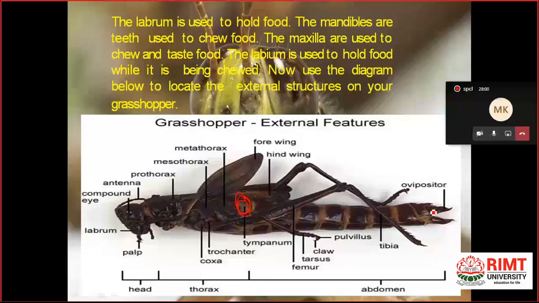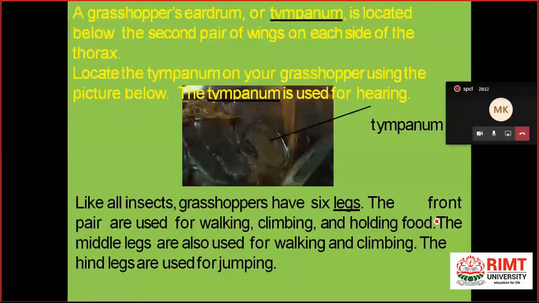This is the ovipositor. Always remember one thing, that ovipositor is present in the females only, because the female has to lay eggs. The grasshopper's eardrum or tympanum, it's a hearing organ present below the second pair of wings. Second pair of wing कौन सा हो गया? Hind wing. On each part of the thorax, this is the tympanum. It's a very clear structure.